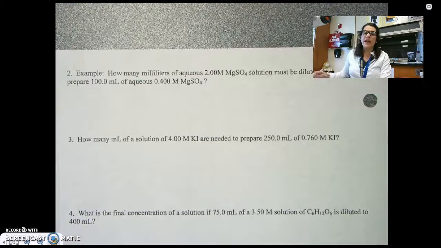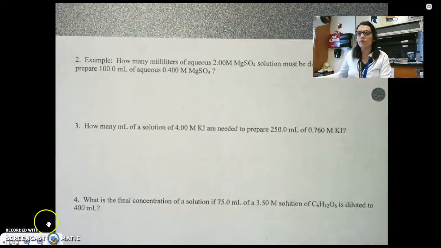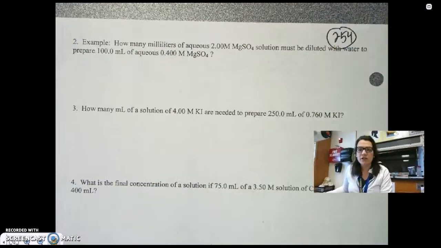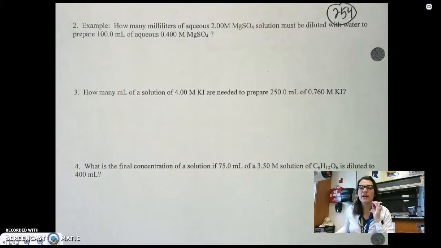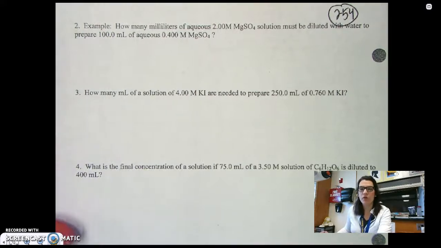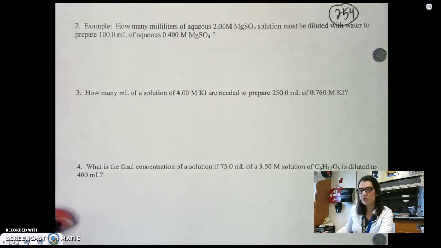Here's another thing. It doesn't matter if we're in liters or milliliters as long as our units cancel. So when we do dilution calculations, we don't have to convert milliliters into liters. We can leave it in milliliters as long as the second volume is also in milliliters. Because if they're not in the same unit, their units won't cancel and we're not going to get an appropriate unit on our answer.